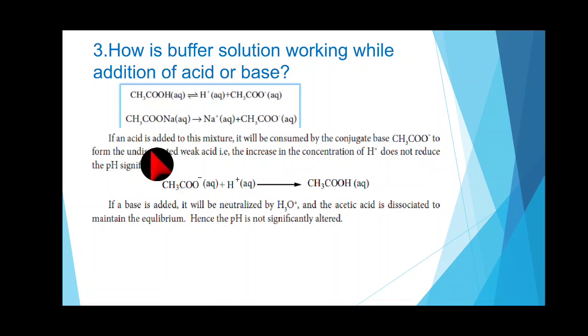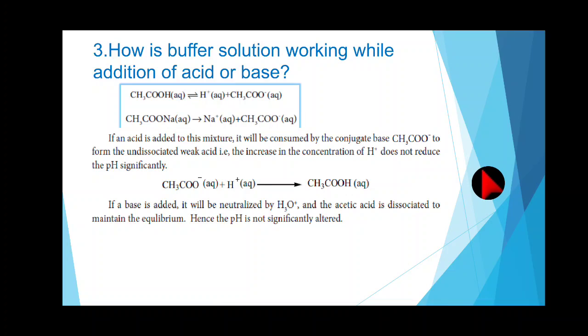If an acid is added to this mixture, it will be consumed by the conjugate base CH3COO minus to form the undissociated weak acid. The increase in the concentration of H plus does not reduce the pH significantly. If a base is added, it will be neutralized by hydronium ion, and then acetic acid dissociates to maintain equilibrium. Hence, pH is not significantly altered.